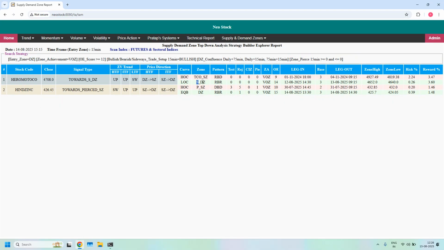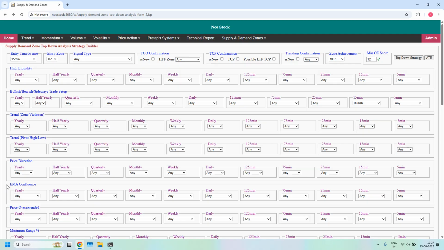These 15 minutes demand zones overlapped with the 75 minutes demand zone. Both together again overlapped with the daily demand zone. And the daily trend, that is HTF trend, is uptrend in only one stock. Let's verify if this stock is having any daily demand zone with daily EMA confluence. In that case, the overlapped 15 minutes demand zone might be having more high probability to get success. Let's verify whether it can get any EMA confluence at daily.